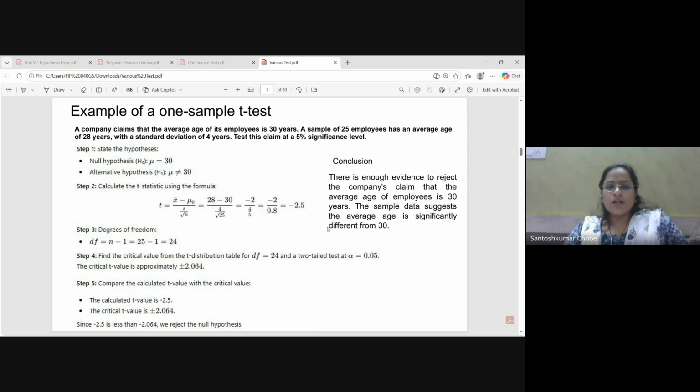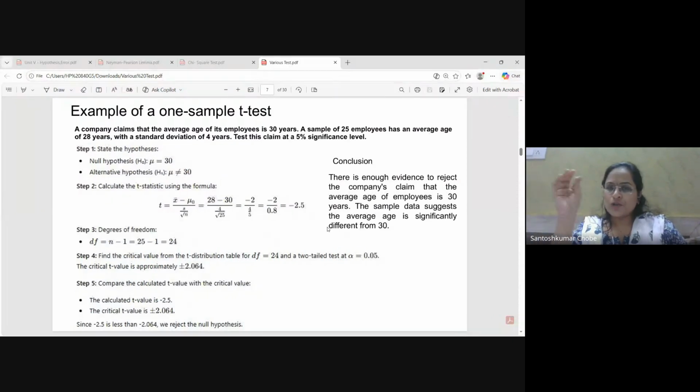So over here you have the null hypothesis that mu is equal to 30. Alternate hypothesis: mu is not equal to 30. Correct? Mu, what is the mu? Mu is the population mean. X bar is the sample mean, mu is the population mean. A simple, we will fill the values in the formula, we will find out the degree of freedom as 24.